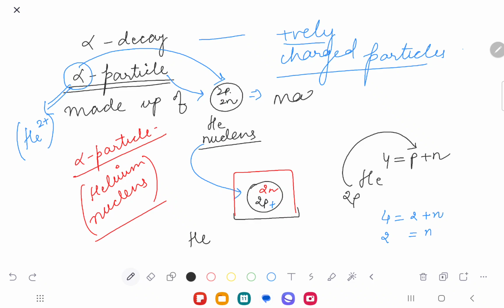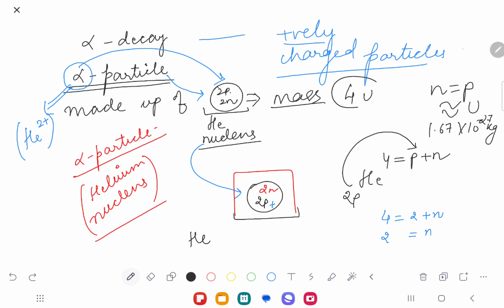And what is the mass? The mass is very heavy. The mass is 4 times U, because the mass of a neutron and a proton we approximately consider equal to U. The value of U is 1.67 times 10 raised to the power minus 27 kg. U is the atomic mass unit. So two protons and two neutrons are there, and that means the mass is 4U, very heavy particles made up of two protons and two neutrons.